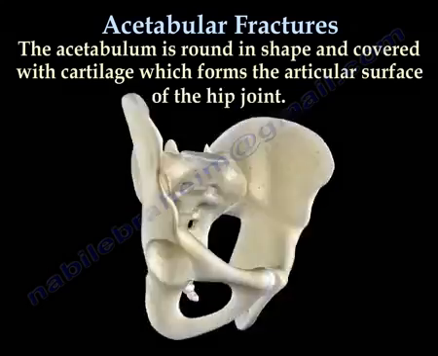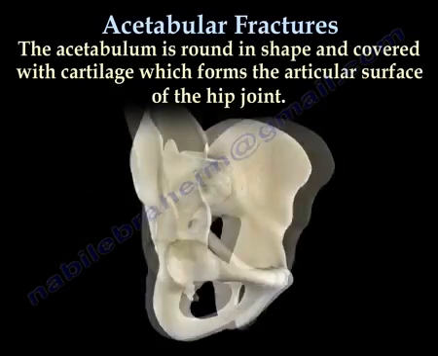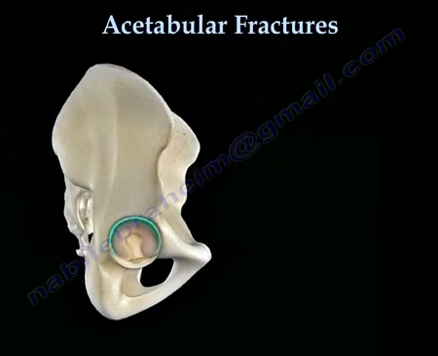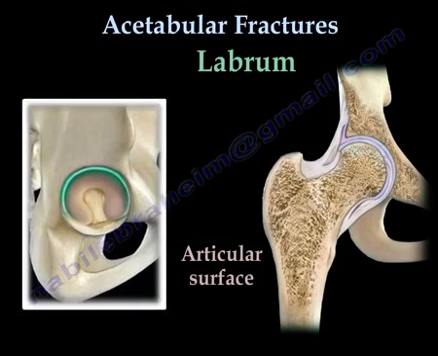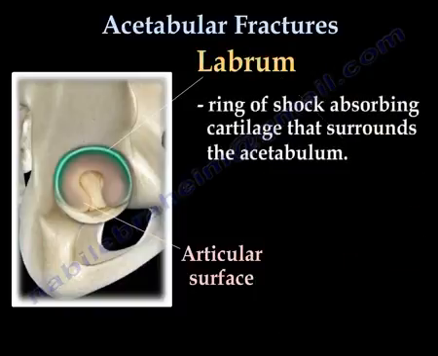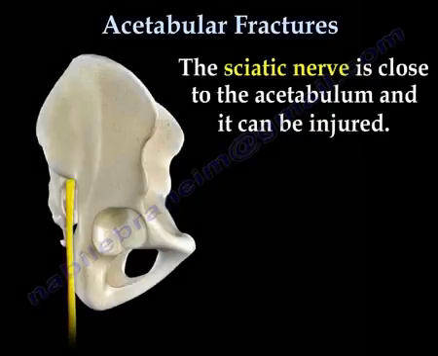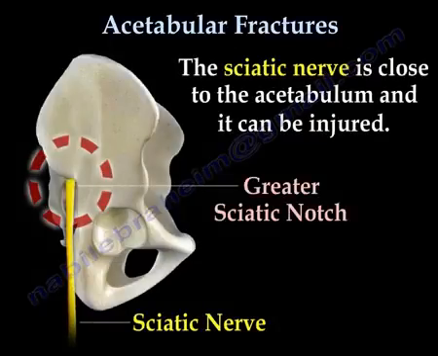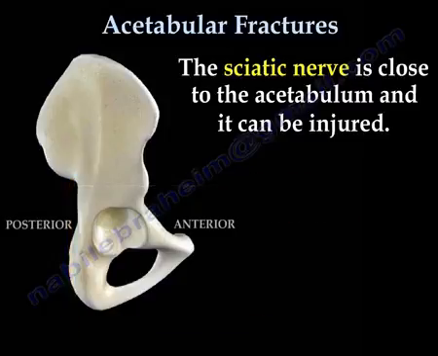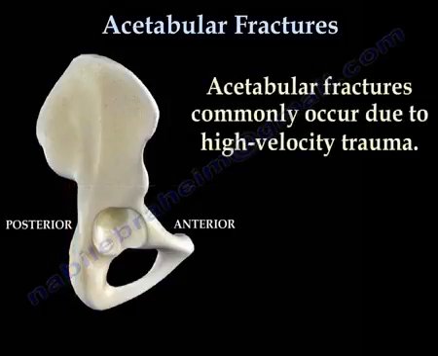The acetabulum is rounded in shape and covered with cartilage, which forms the articular surface. The labrum is a ring of shock-absorbing cartilage that surrounds the acetabulum. The sciatic nerve comes out from the greater sciatic notch and is close to the acetabulum, and it can be injured. Acetabular fractures commonly occur due to high-velocity trauma.